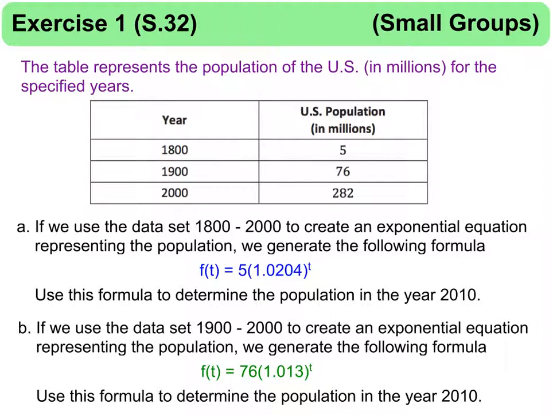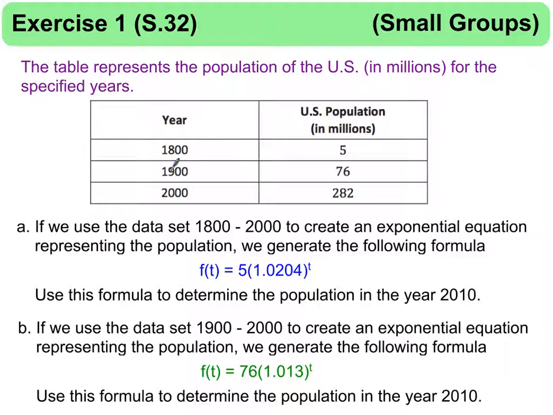At this point, the teacher kind of turns it over to the students to look at a couple of exercises. This is exercise 1, recommended to be done in small groups. And so it presents a table of the U.S. population in millions for specified years. In 1800, we have 5 million. In 1900, 76 million. In the year 2000, 282 million. And so it starts by posing two questions here, Part A and then Part B.